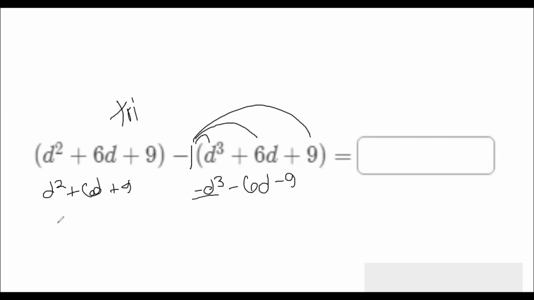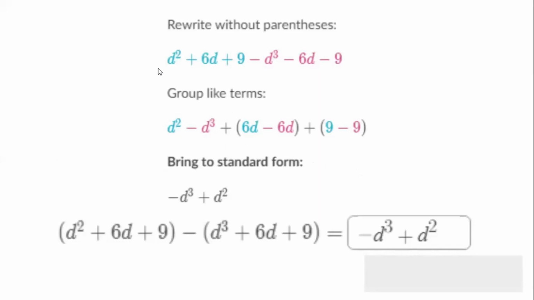There's nothing similar to this term. There's nothing similar to this term. I can leave those alone. But 6d and negative 6d cancel out to make 0, and 9 and negative 9 cancel out to make 0 as well. So all I'm left with is d squared and negative d cubed. But I want to write that in standard form, so I'm going to write that as negative d cubed plus d squared. And I'm going to check my answer. And yep, negative d cubed plus d squared.